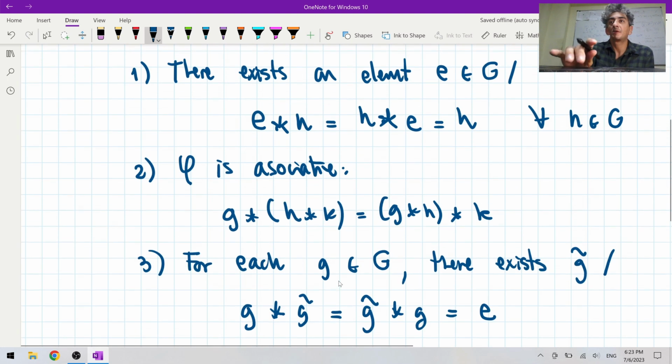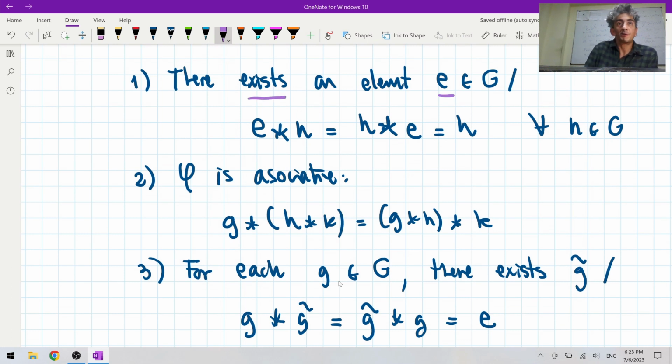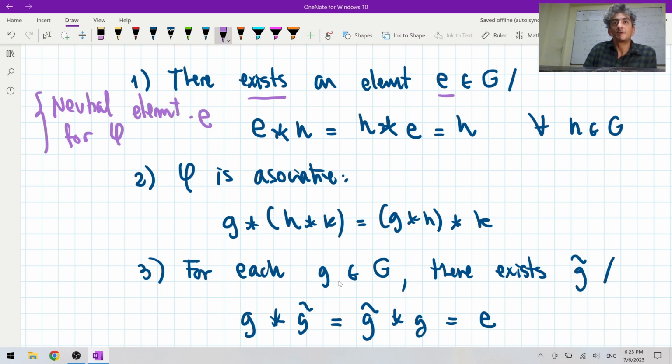This element e, this distinguished element e, is called the neutral element for phi. E is the neutral element for phi. This is called the group operation phi, and the group operation has a neutral element called e. Sometimes it's also called the identity for the group operation.